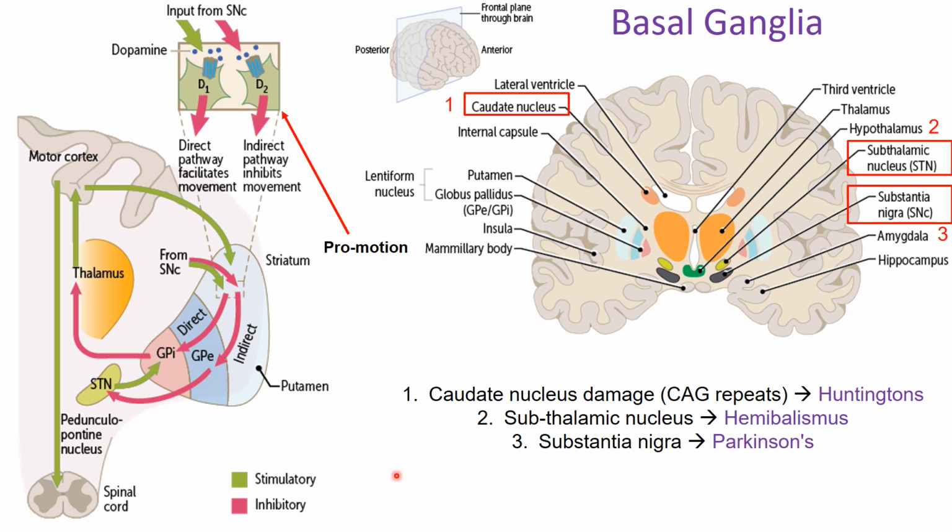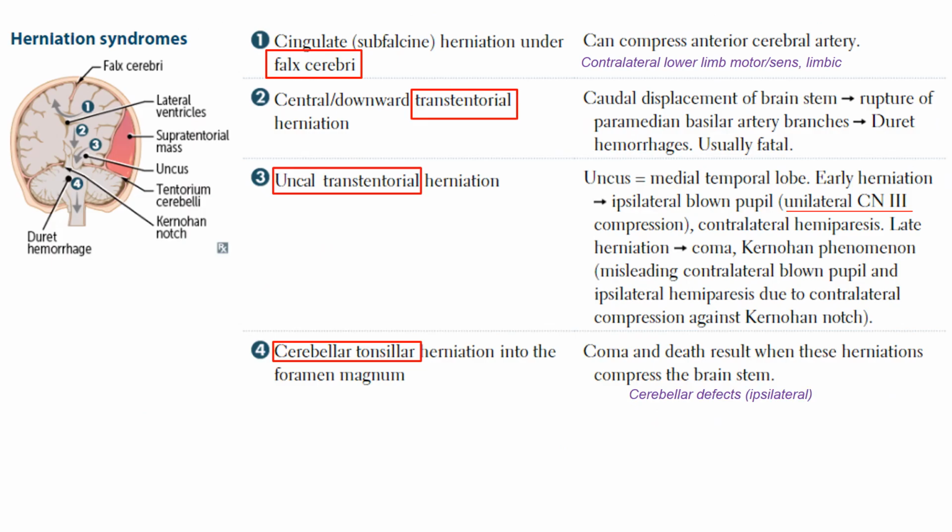All right, and that's a brief overview of the basal ganglia. Again, it gets pretty complicated, but I think these are the three main points to take away: locations of damage and how to connect those with the anatomy.